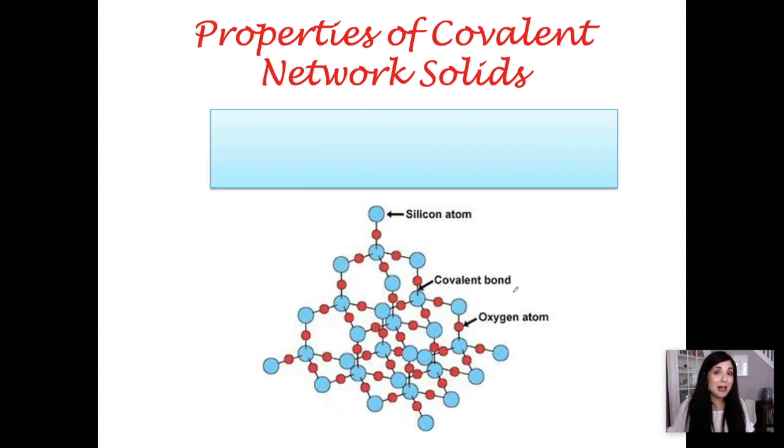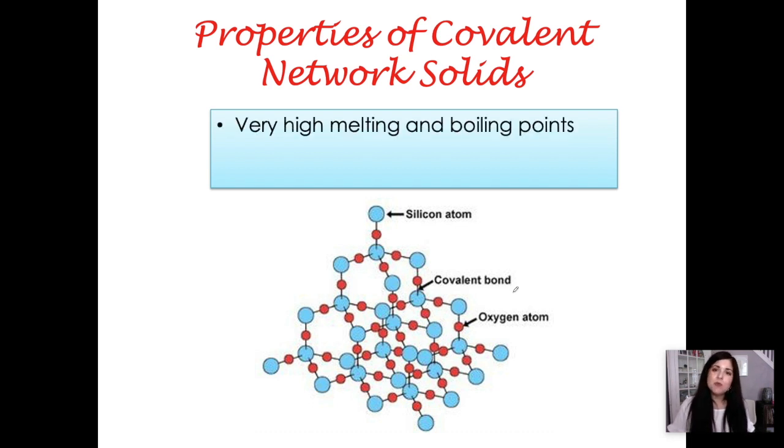If my husband bought this very expensive ring and I were to wash my hands and the diamond were to dissolve, he would be very upset. So covalent network solids have very high boiling points and melting points, and that's because it is very hard to break these covalent bonds that are in between every single atom in the structure.